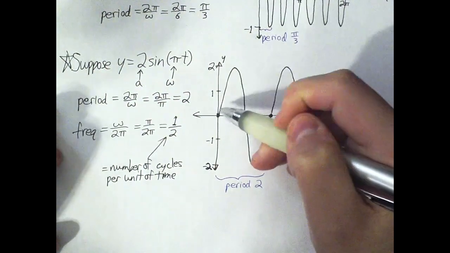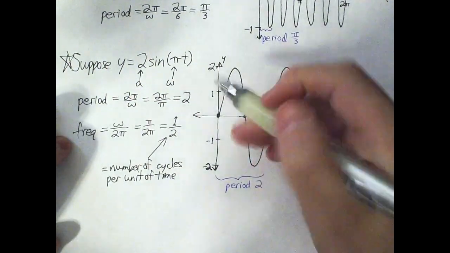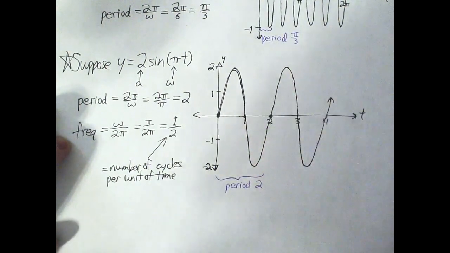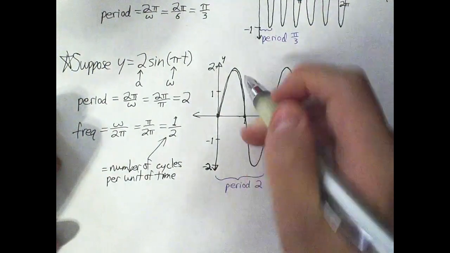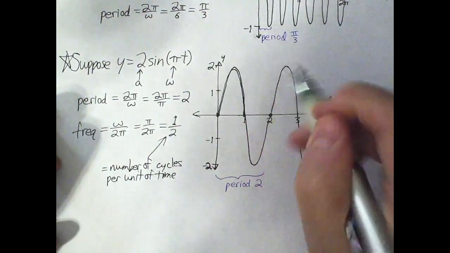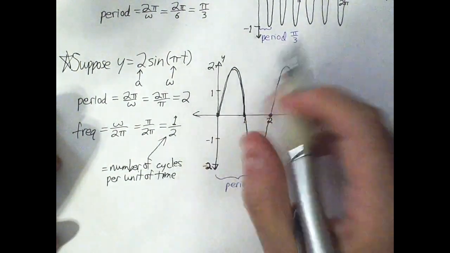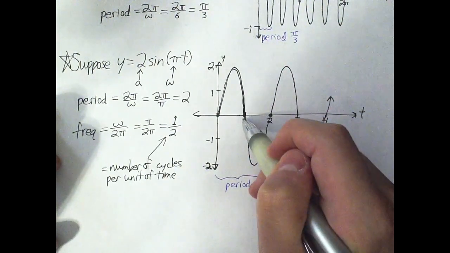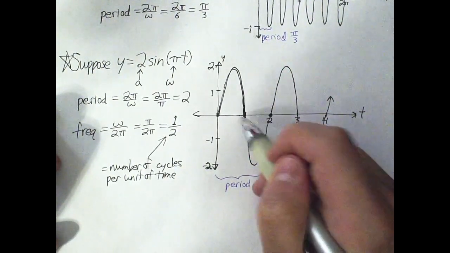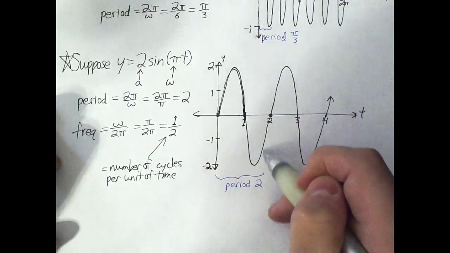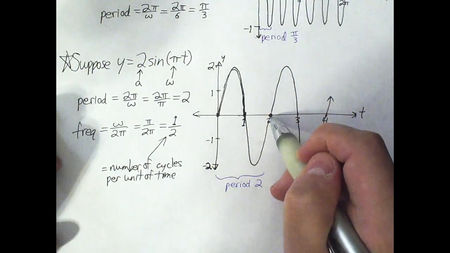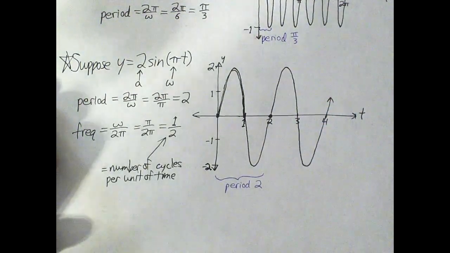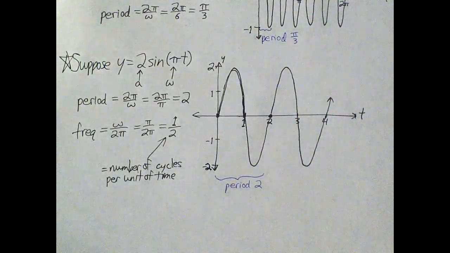Right? We went up and down. That's it. That's half of a period, right? So the frequency is 1/2. We've completed half of a cycle by the time we got to 1 unit of time. The next 1 unit of time also does half a cycle, and the next 1 unit of time also does half a cycle, and so on. So that's what frequency means.